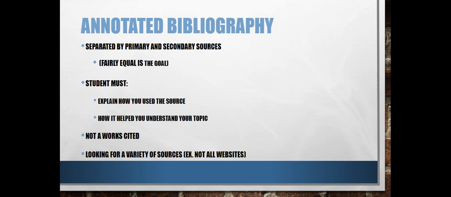Students must, in the annotations, explain how they use the source for the project and how it helps them to understand the topic. It doesn't have to be long, only a sentence or two, but you can use the annotated bibliography as a tiebreaker if you think it's necessary. Again, it's not a works cited. Not all of the sources have to appear on the project, but they shouldn't be used as filler either. What you want to do is find a variety of sources. For example, not all websites, not all books, not all magazine articles. You should have a variety of types of sources, even within the separation between primary and secondary.